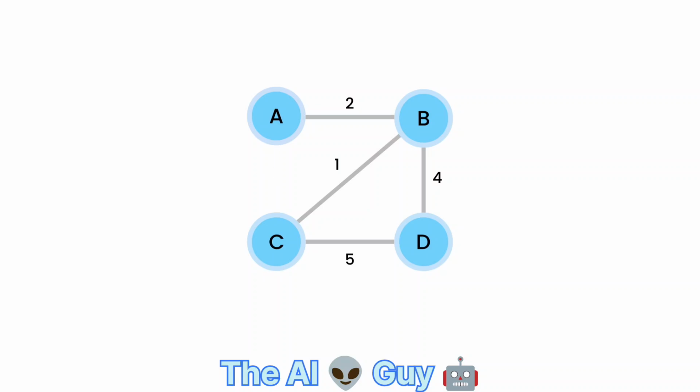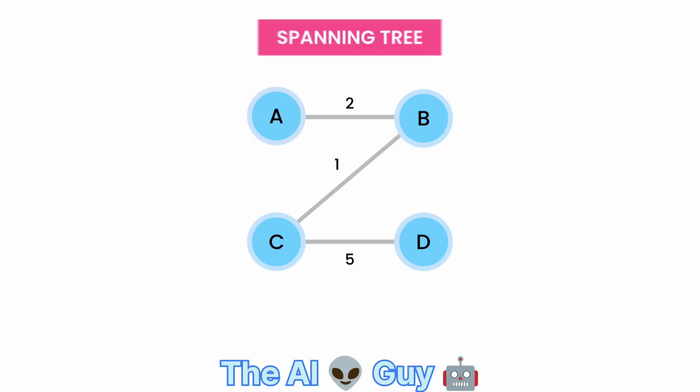Well, we can remove the edge between A and C. That's unnecessary because A is still connected to C via B, right? We can also remove the edge between B and D. What we're left with is called a spanning tree. So we have converted a graph to a tree. As I told you before, a tree is a graph without a cycle.